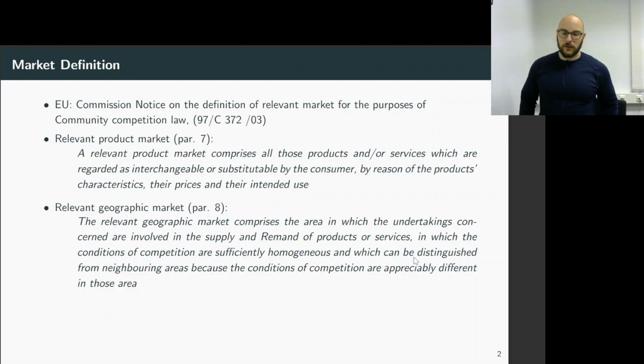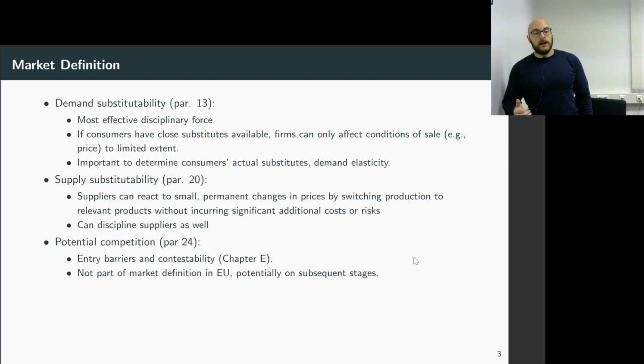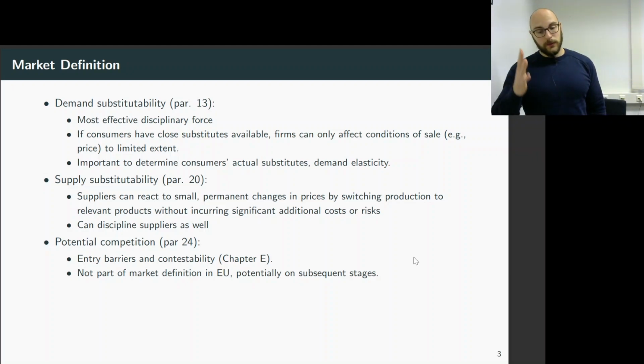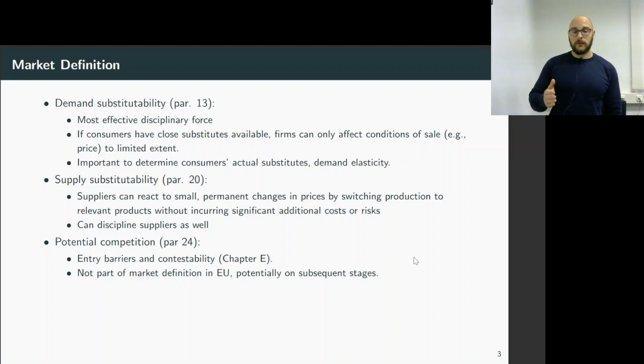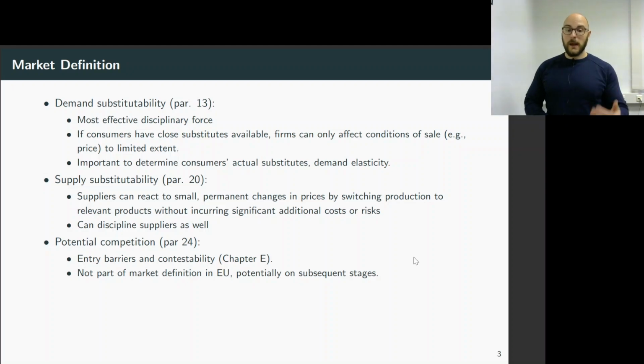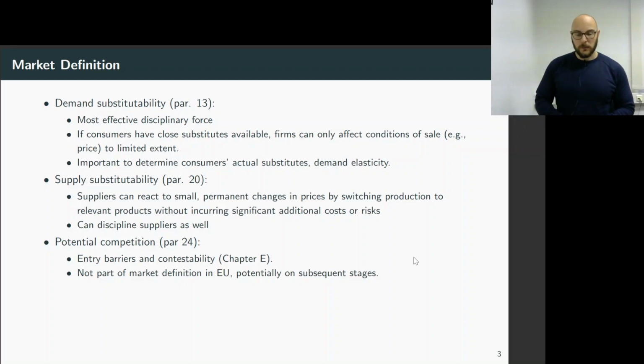And there are also concepts where we can look at this. So you basically have to look at the trade flows here. That's important. Now, what about demand, supply, substitutability, and potential competition? The document that I've just referred to has some answers to that. First, in paragraph 13, it is said that demand substitutability is considered the most effective disciplinary force in terms of competition on the competitors in the market, or the suppliers.